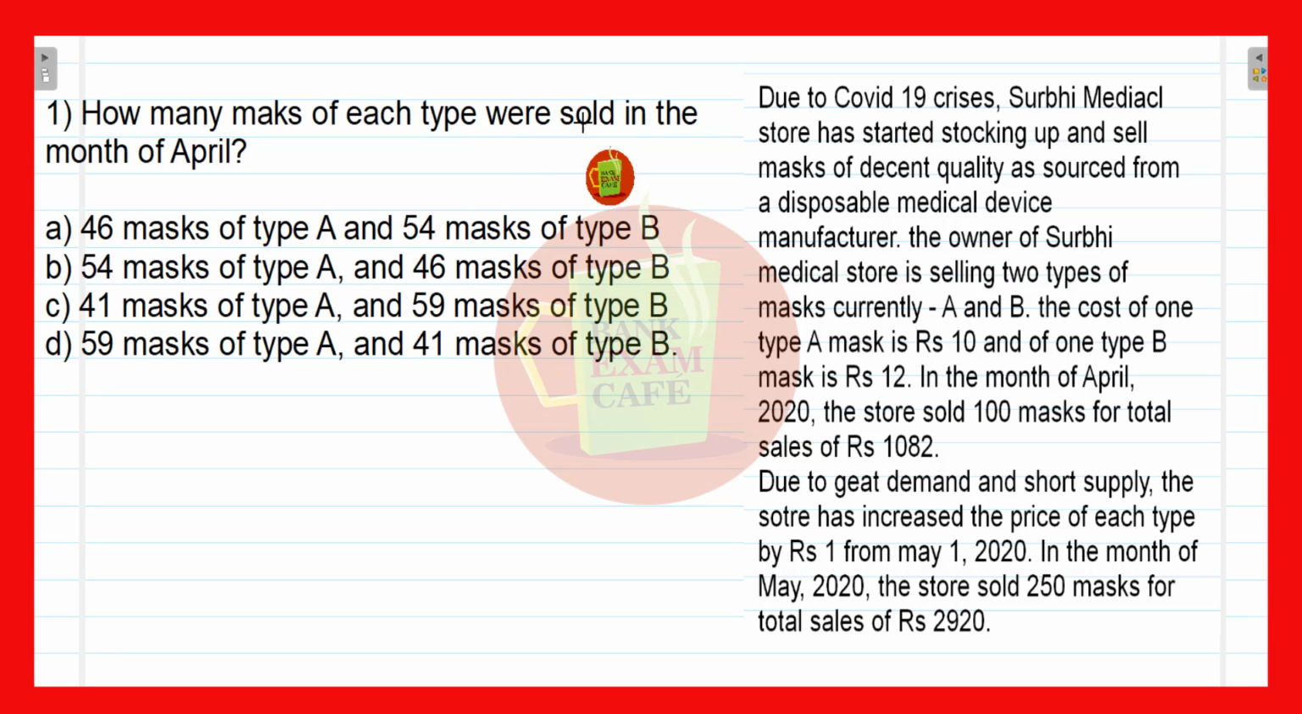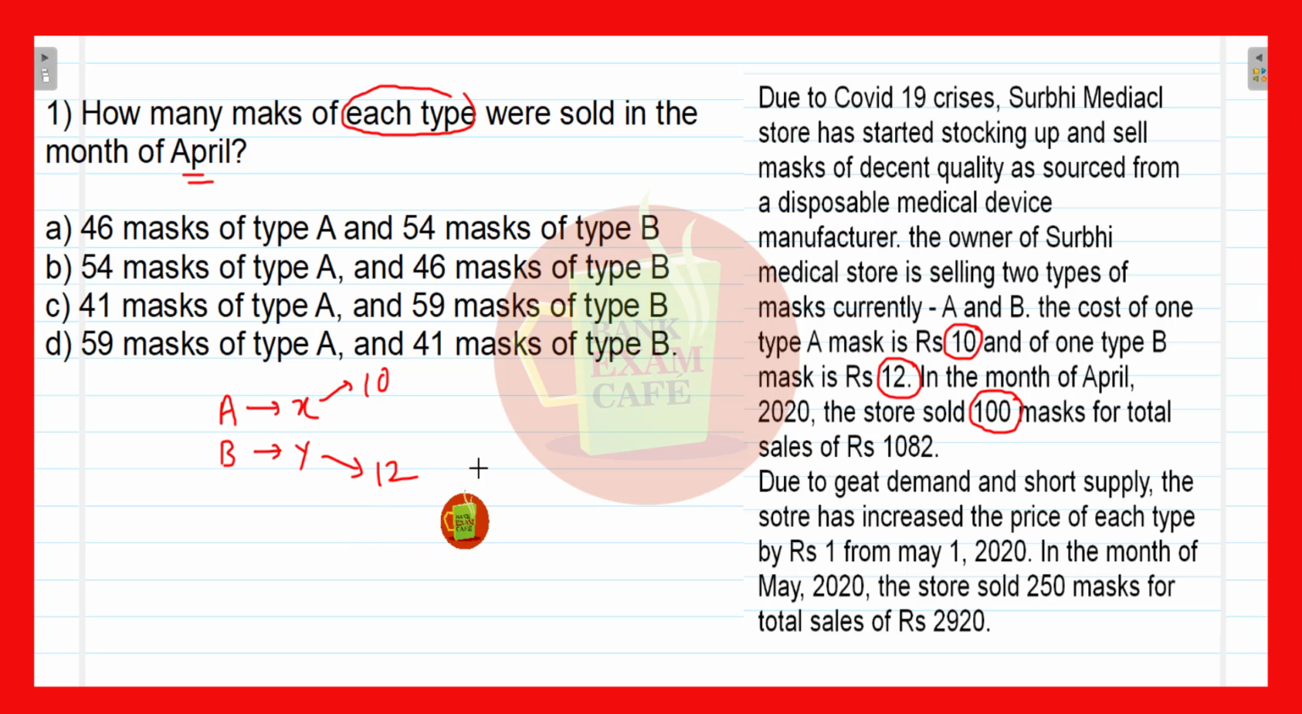How many masks of each type were sold in the month of April? In the month of April, it is said that 100 masks were sold, and the cost of A type is rupees 10 and the cost of B type is rupees 12. So first we will assume that A type mask be x and the B type mask be y. How many are sold? 100 masks were sold.